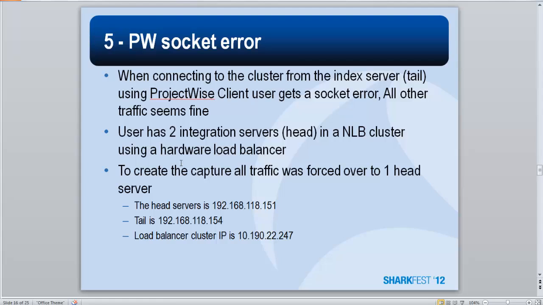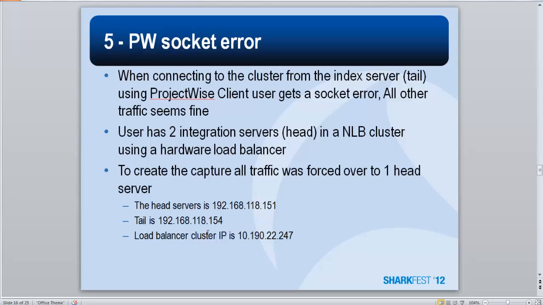There are 2 integration servers in this cluster, often referred to as a head, and it is a network load balancer cluster. So we went ahead and created a capture on the integration server, the head server, and the index server, the tail server. And in order to simplify our lives, we went ahead and failed traffic over to one of the 2 head servers. Now, this isn't always possible. Depending on the load of the network, you may find that this is a really bad idea in some environments. But in this particular case, the user was able to do this for us, and so it made our lives significantly simpler.